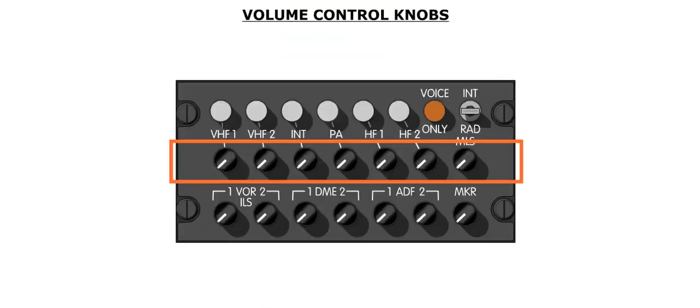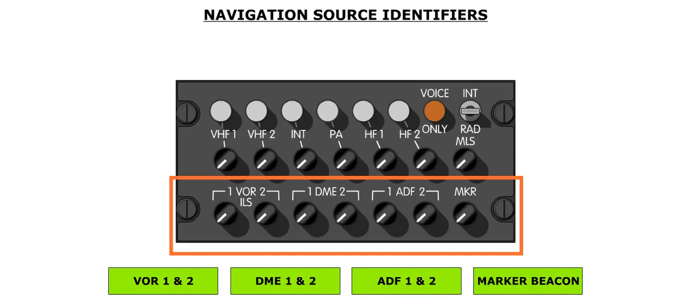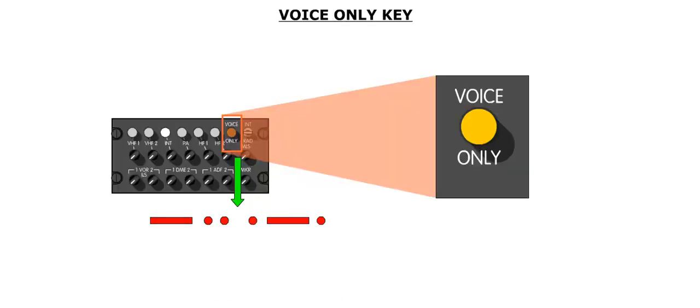The reception volume of the various communication modes is adjusted by the volume control knobs, located under the transmission keys. Navigation source identifiers can be heard for VOR, ILS, DME, ADF, and marker beacons. Navigation stations often broadcast their identification code, using both Morse code and voice mode. The Morse code part can be filtered out by pressing the voice-only key. The key illuminates amber when it's pressed in.